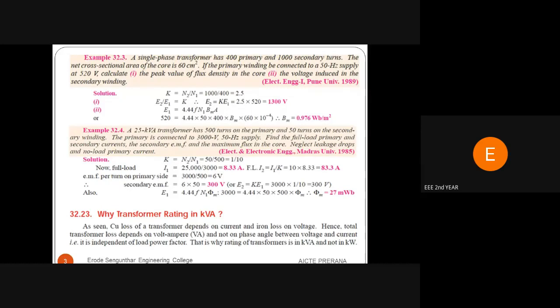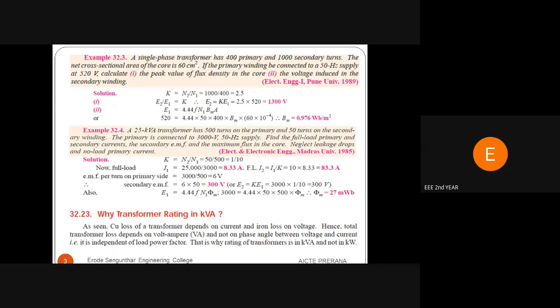Already the formula is: transformation ratio K equal to N2 by N1. We substitute N2 as 50 and N1 as 500, that is equal to 1 by 10. Okay, that is the transformation ratio value. This K equal to 1 by 10.